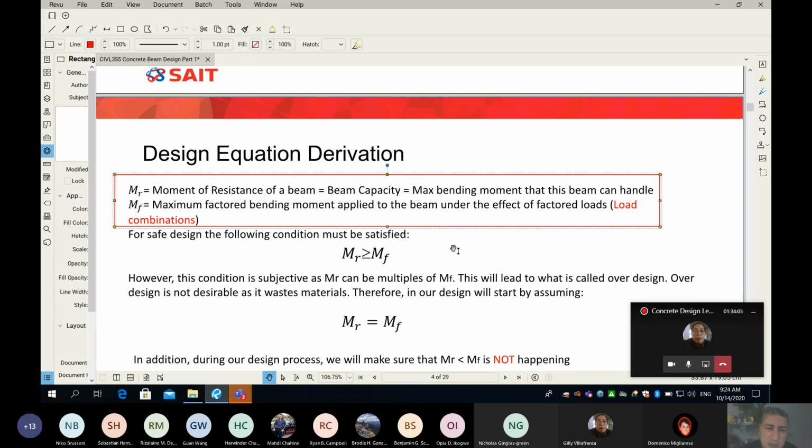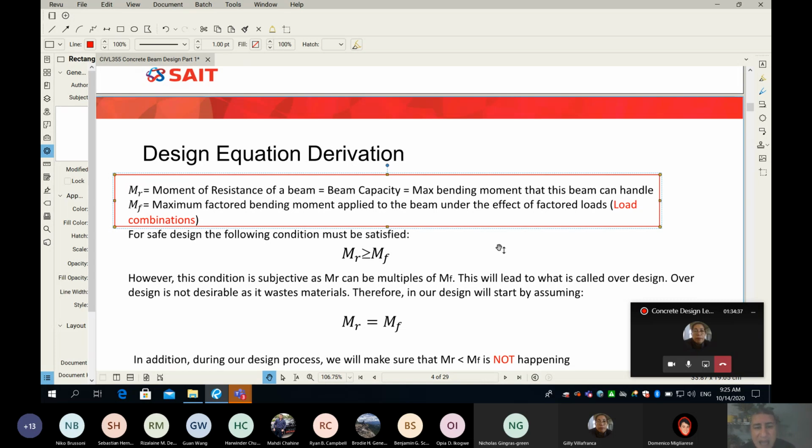In structural design, whether steel or concrete, you will always see something called M_f and something called M_r. There is V_f and V_r, and there is P_f and P_r. Those are the moment, the shear and the axial force. In general, whenever you see R, it means resistance, it means capacity. It means the maximum bending moment that this beam can handle, regardless of the applied load. Are you following?